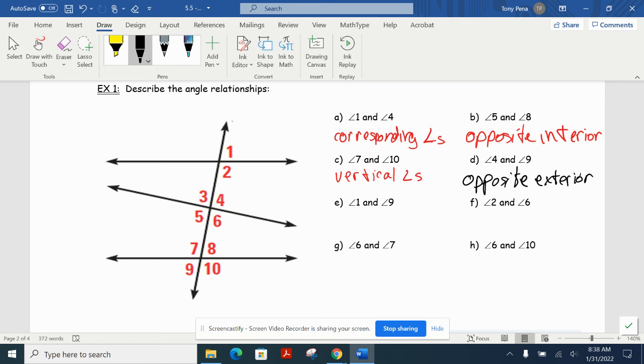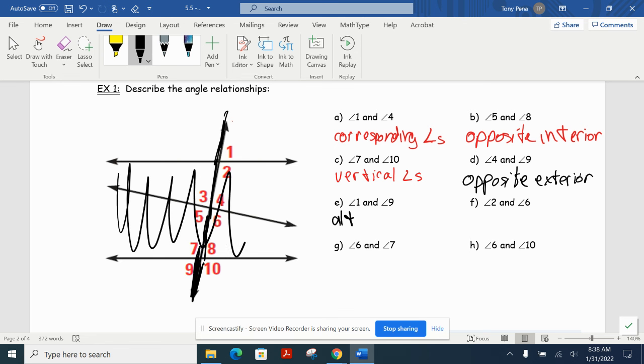Okay, let's see where we're at here. All right, Lily, angle 1 and angle 9, what did you put? Good. Here's our transversal. Angle 1 and angle 9 are on opposite sides. And since we're talking about 1 and 9, here's the inside of those two lines. 1 and 9 are also outside of that shaded region. So those are alternate exterior angles. All right, good.